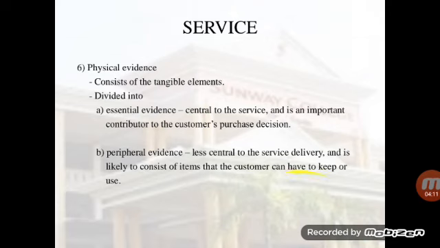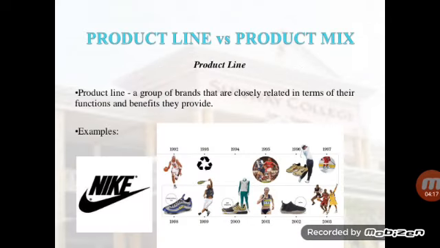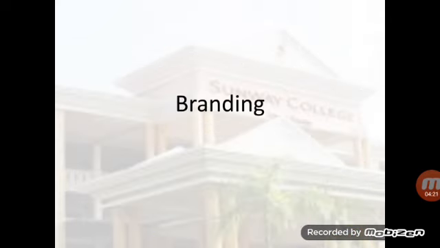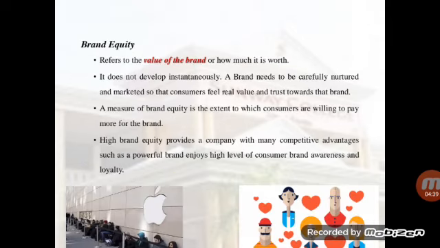And then we looked at product line and product mix, and the difference between them. And then we looked at branding. What is branding? How a particular company conducts their branding. And then we looked at a strong brand, the importance of having strong brands. For a particular company, there are 4 importances. I've already explained that to you in detail.